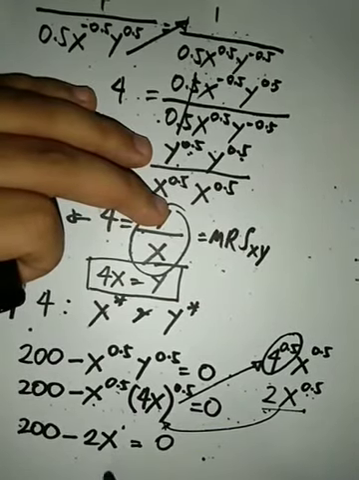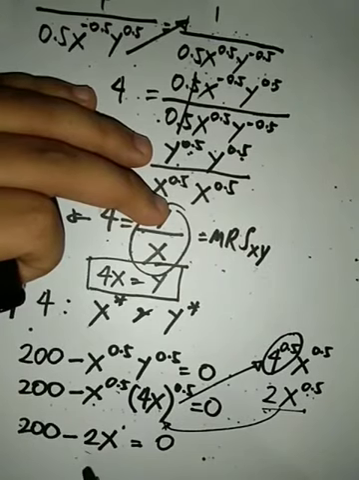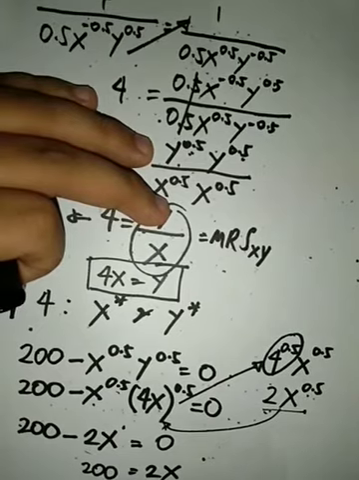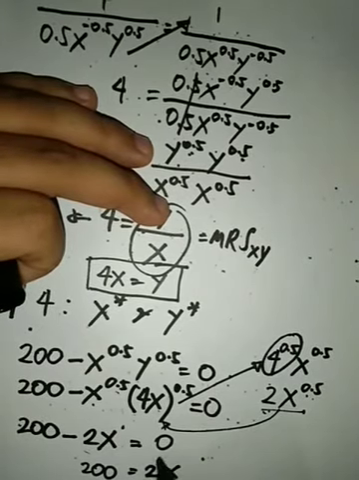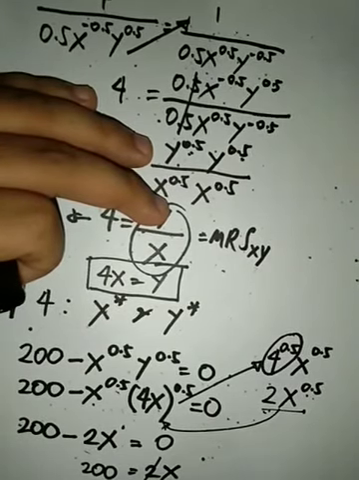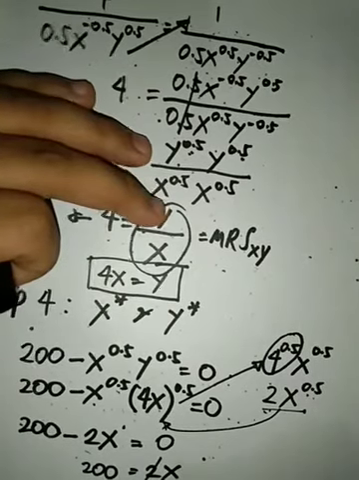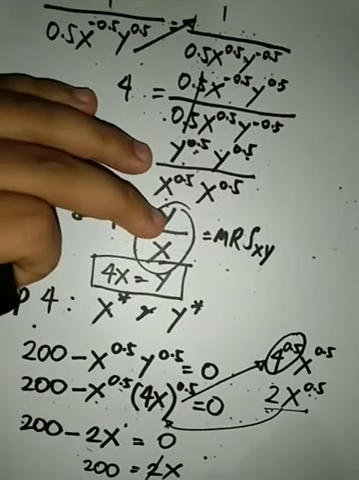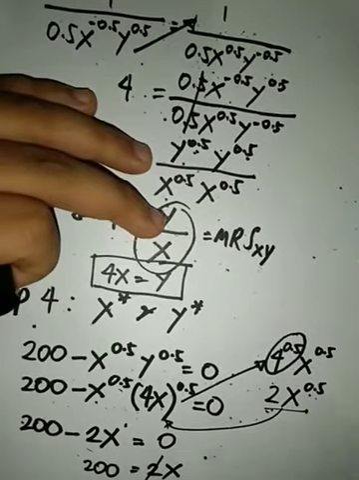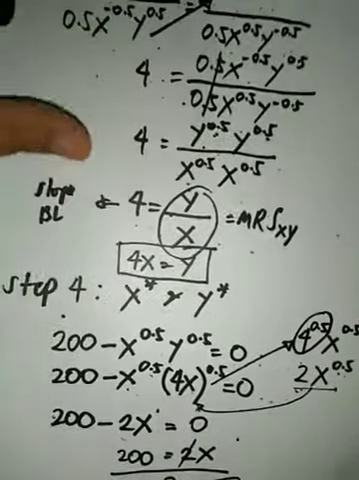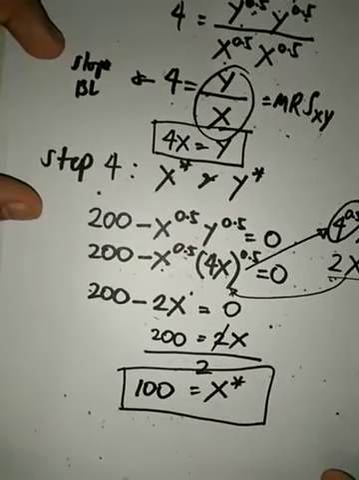Then transpose this, so magiging 200 is equals to 2x. Therefore, divide both sides by 2. Then x is equals to 100. So ito na yung ating value ng x. Okay.